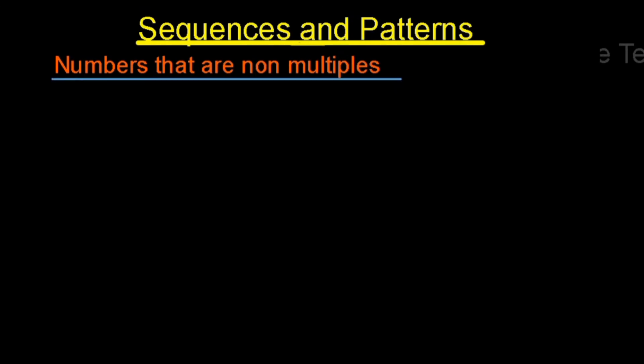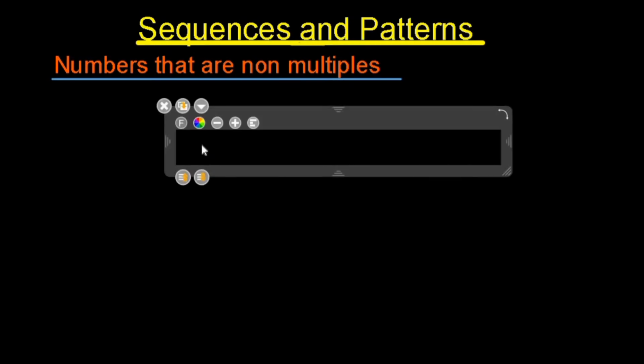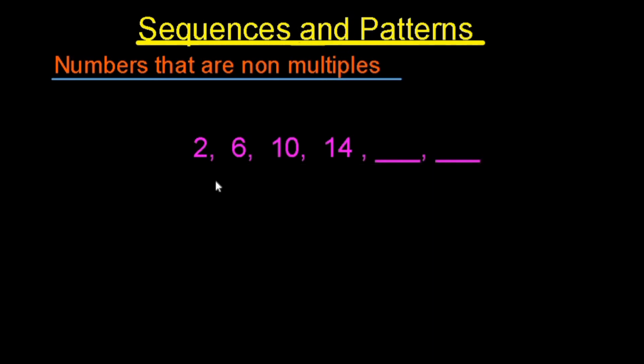So today we are going to discuss how to find the next two terms and how to find the nth term of the numbers that are non-multiples. So let's write an example over here. In the example, I'm writing 2, 6, and 10. Then it can be 14. And I'm going to find the next two terms, so I'm going to put the blanks over here. Now, 2, 6, 10, and 14.